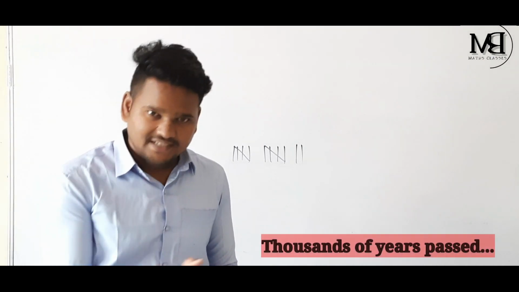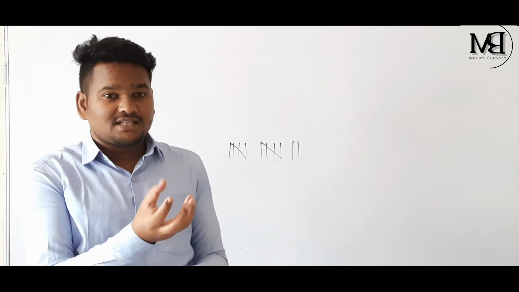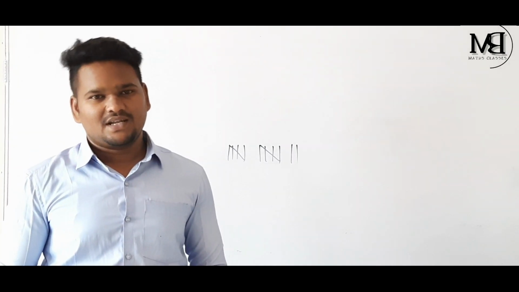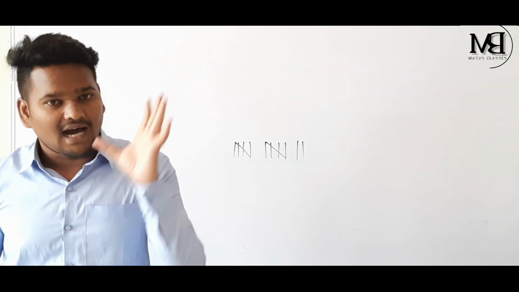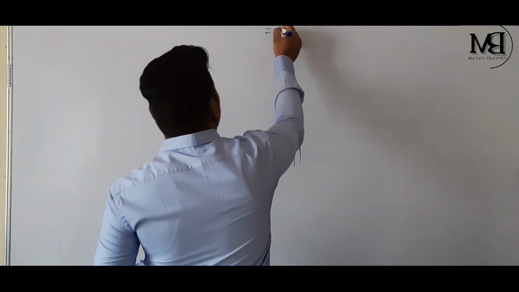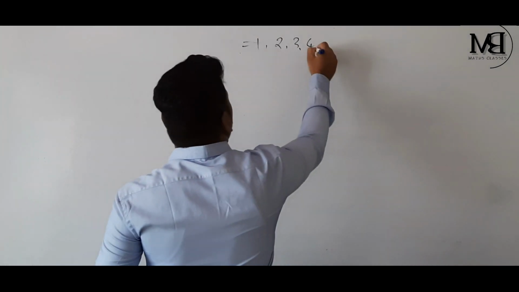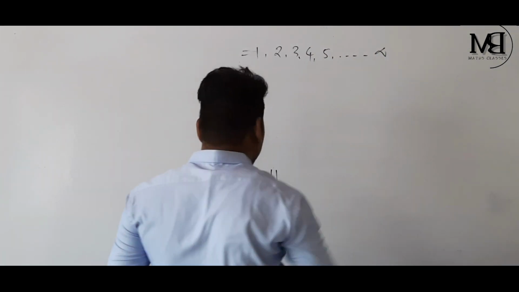Thousands of years passed. The smallest living groups expanded to states, countries, continents. Now the status of communication is good. We all together finalized our base 10 number system, that is the Hindu-Arabic number system, and those Hindu-Arabic numerals are 1, 2, 3, 4, and so on.